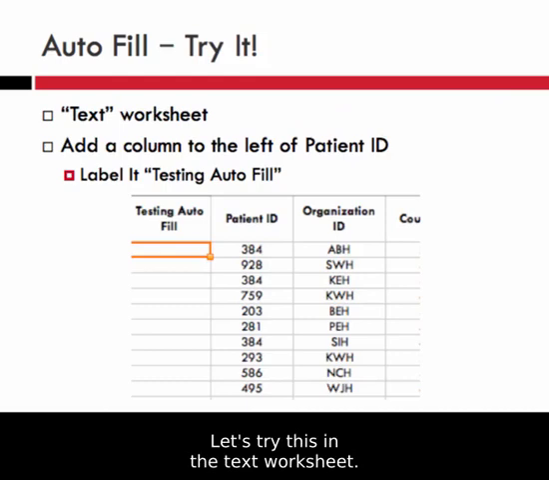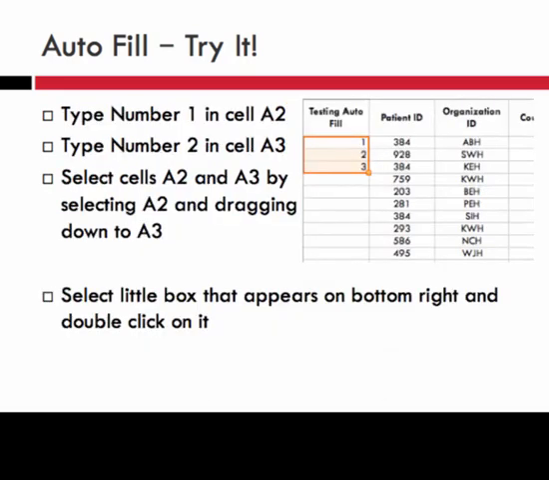Let's try this in the text worksheet. Add a column to the left of the patient ID column and label it Testing Autofill. Now, type the number 1 in cell A2 and type the number 2 in cell A3. Then select A2 and drag down to A3.